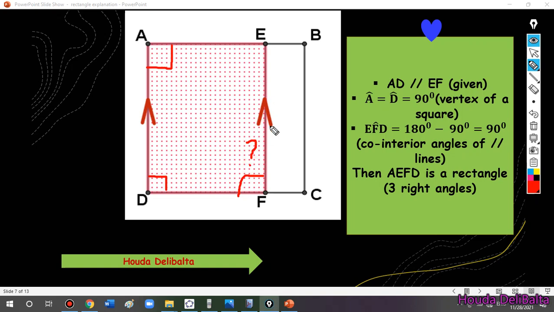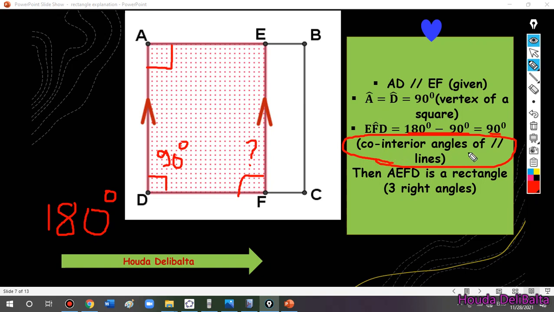I will use the idea of co-interior angles since AD and EF are parallel, and we say that this angle EFD and D are co-interior angles. They are supplementary. That means that the measurement of angle D with that of angle EFD is going to be equal to 180. But since D is measuring 90 degrees, then definitely what remains for EFD is 180 minus 90, which is 90. And the reason is because they are co-interior angles of parallel lines.